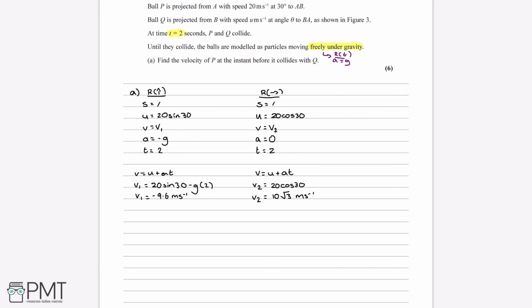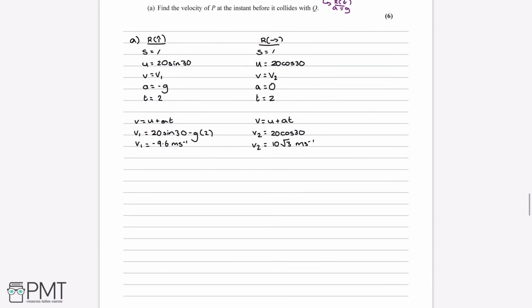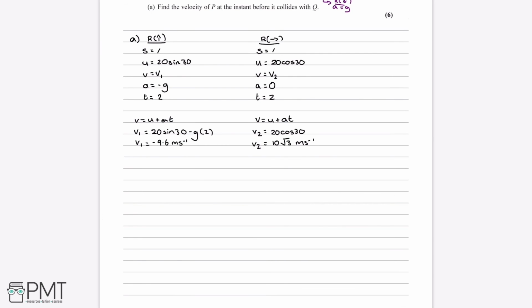So now we have the horizontal and vertical components of the velocity of p just before it collides with q. If we were to draw this, v1 is minus 9.6, which means acting downwards it is 9.6, and v2 is just 10 root 3 positive, so we know it's acting in the direction we resolved in, which was this one. Since we want to find just the velocity, not a component of the velocity, we can say that that is the resultant of these two components.